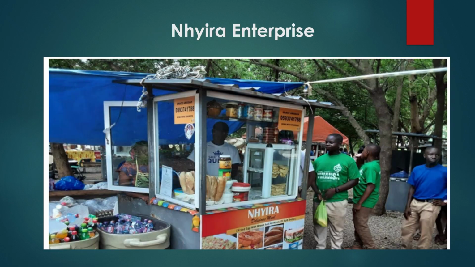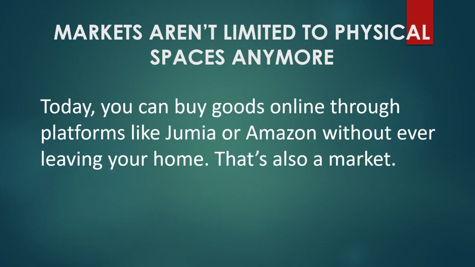The next one is Inshira Enterprise. It's a food vendor selling fried eggs, bread, and drinks to customers. All these are examples of markets. But markets aren't limited to physical space anymore. Today, you can buy goods online through platforms like Jumia or Amazon without ever leaving your home. That is also a market.